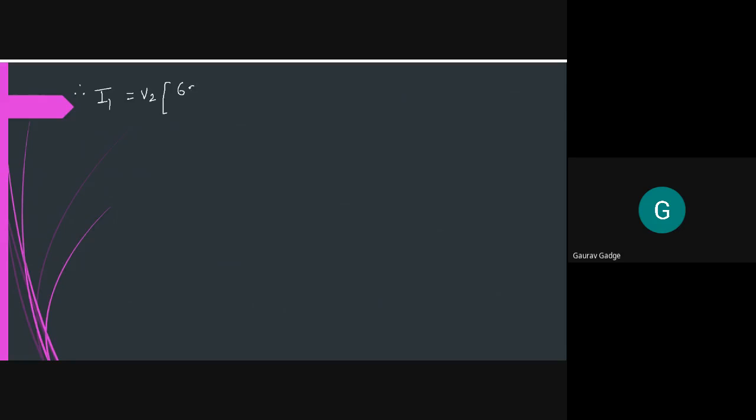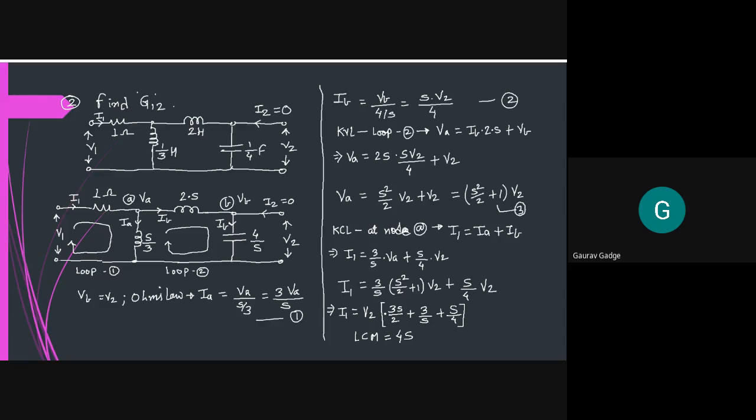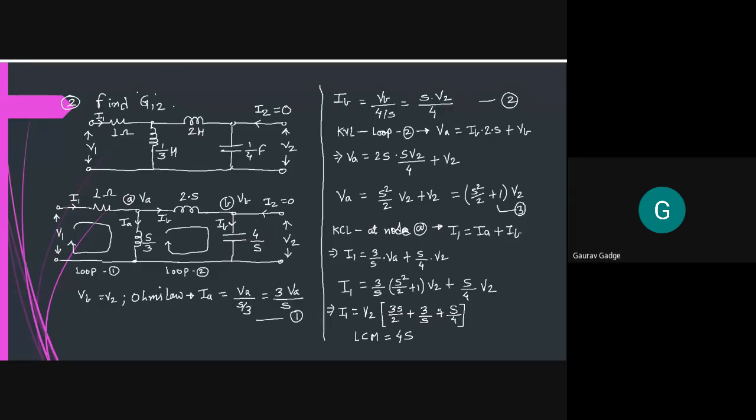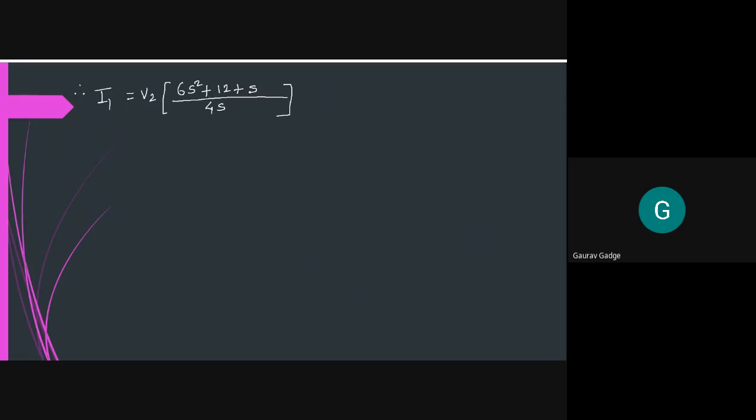So I1 is equal to V2 times, outside the bracket, the first term is 6S square, plus, with the LCM of 4S, let me explain once again: 4S multiplied, 2 times S is 4, 2 times 3S is 6, so 6S square. Plus, now here 4 into S, 4S, S gets cancelled, 4 times 3 is 12, so the next term is 12. Next, 4S, 4 and 4 get cancelled, you get S into S square. So it is equal to V2, and if you want you can take 1/4S here and in the bracket write down 6S square plus S square, 7S square plus 12. This is your equation.